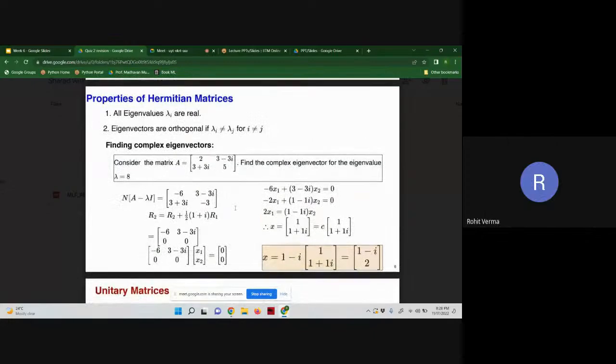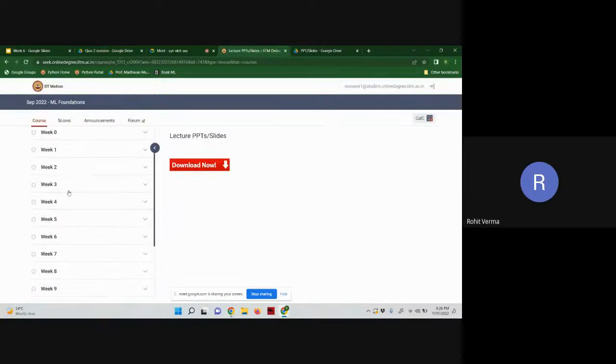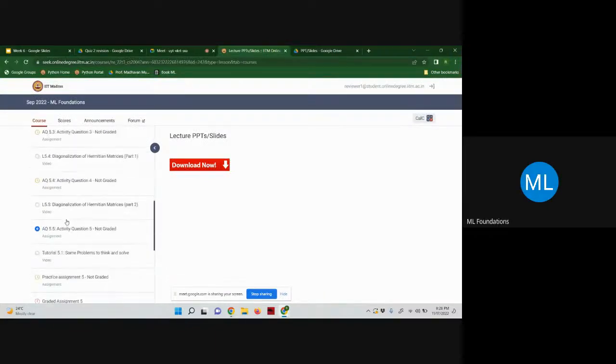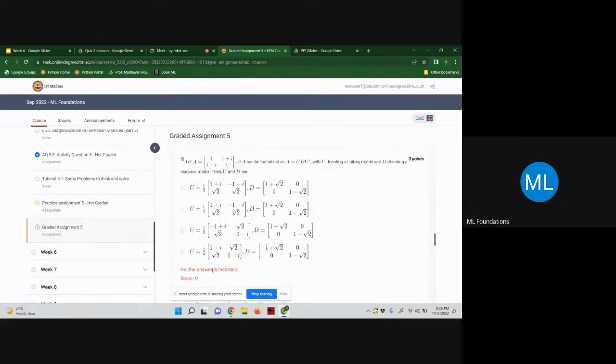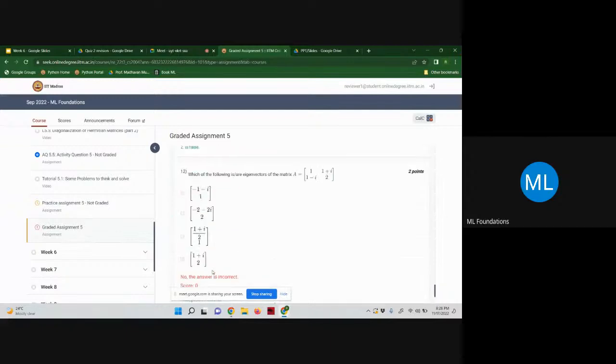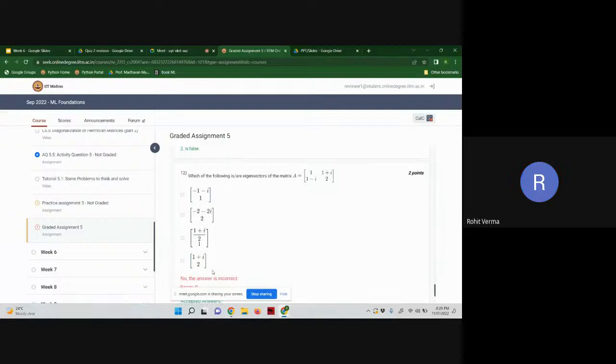So I have a question related to this Hermitian matrix and the eigenvectors. In grade assignment 5, question number 12, we have to calculate the eigenvectors. What's your question there? It is easy to find the eigenvalues, but it is difficult to find the eigenvectors in one shot.